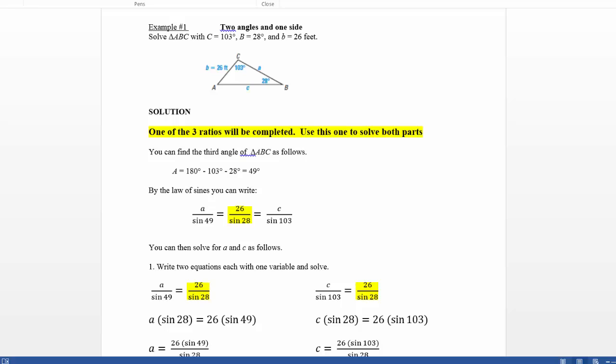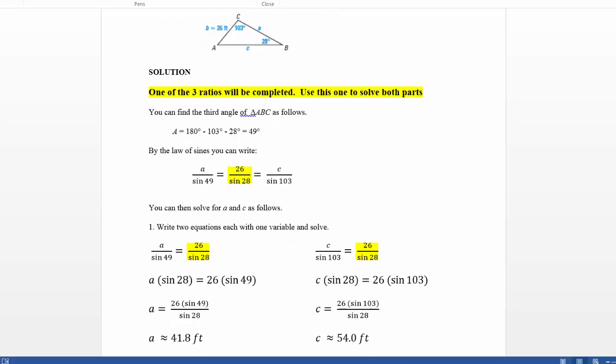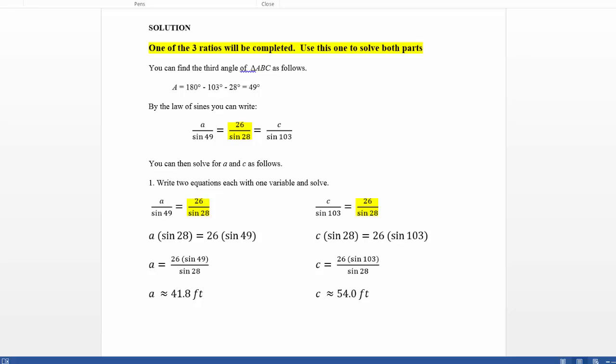Now, once you figure out that third angle, we can then start to fill in the parts of the law of sines that we have available to us. And if you notice in the highlighted part, it says that in this process we should have one of the 3 ratios complete. And you notice that 26 over the sine of 28 is a completed ratio. Now, if you wrote the sine values on top and the side values on the bottom of the ratio, that's perfectly fine. Either way will work.